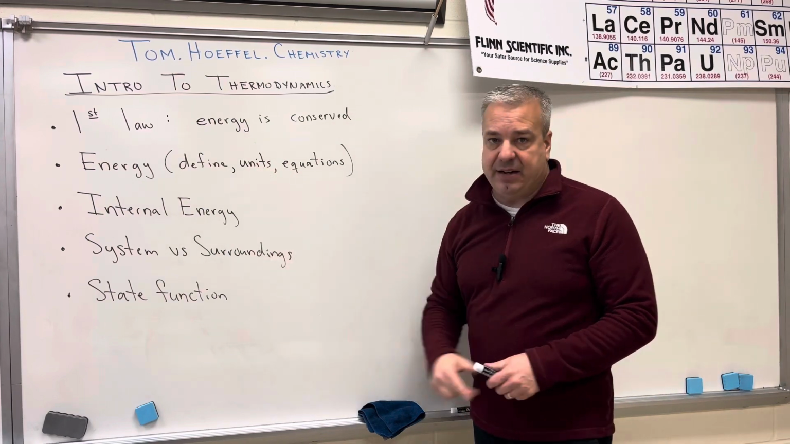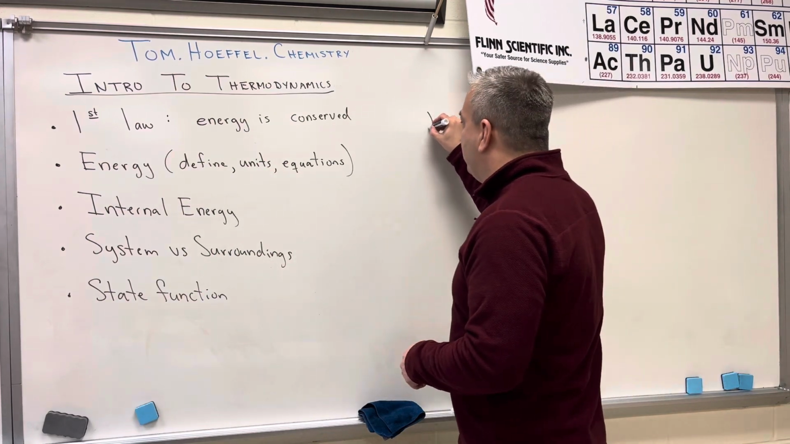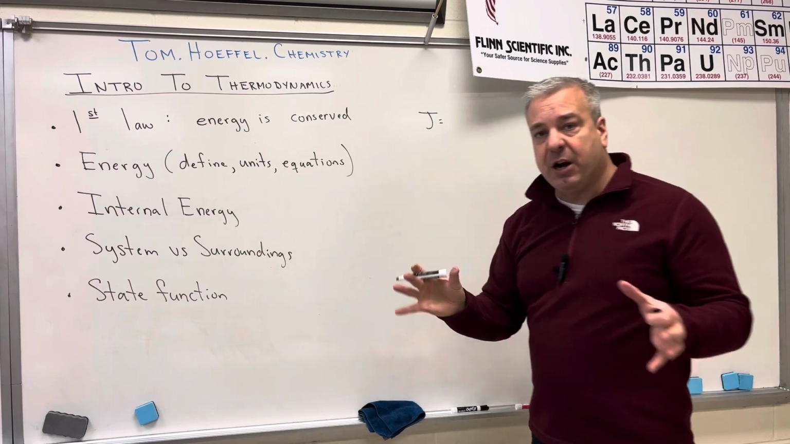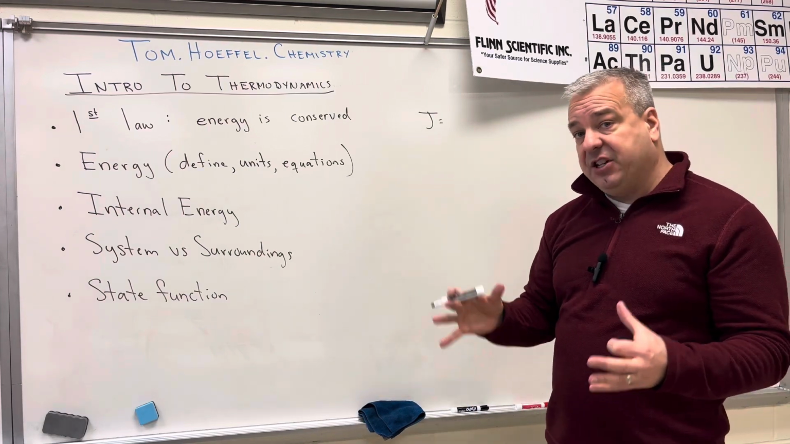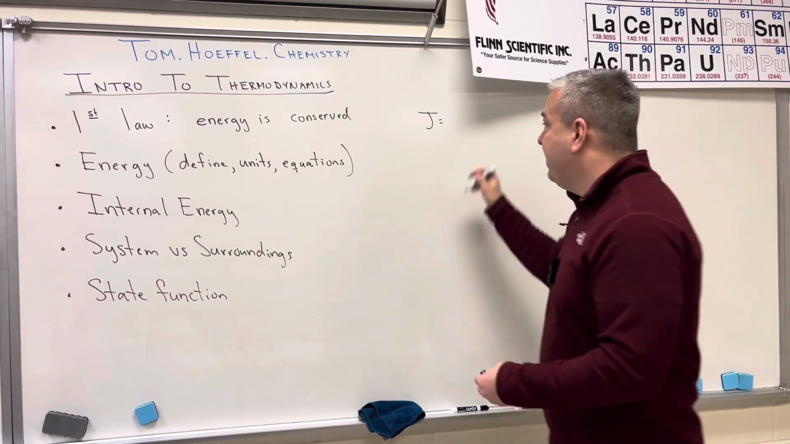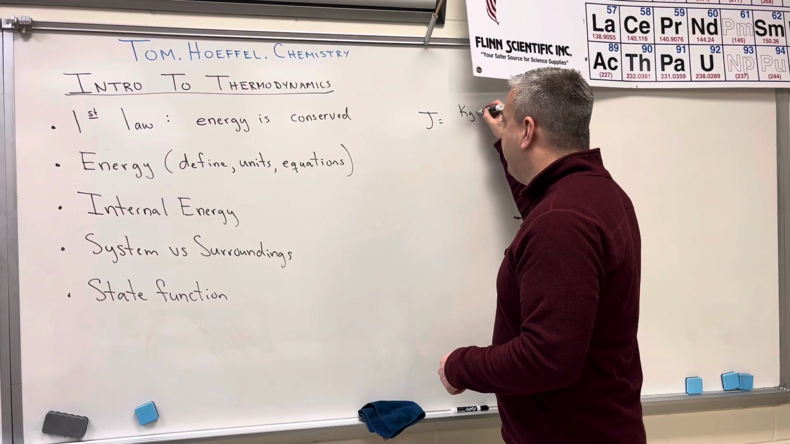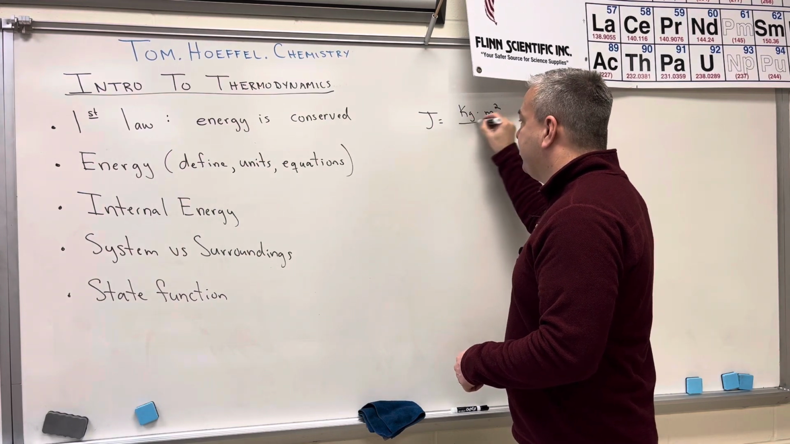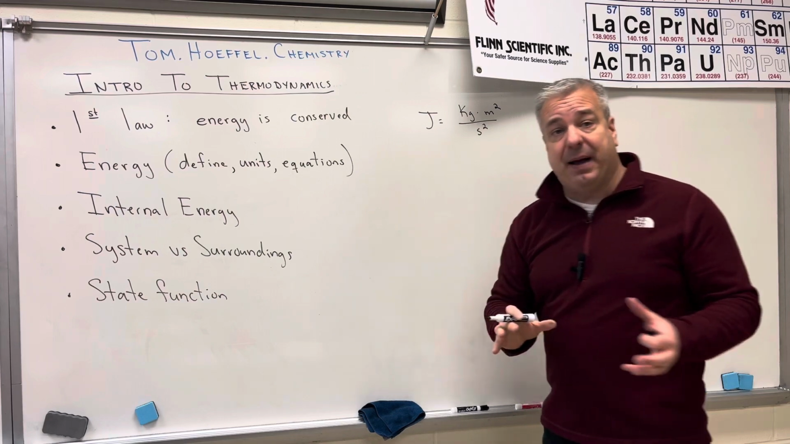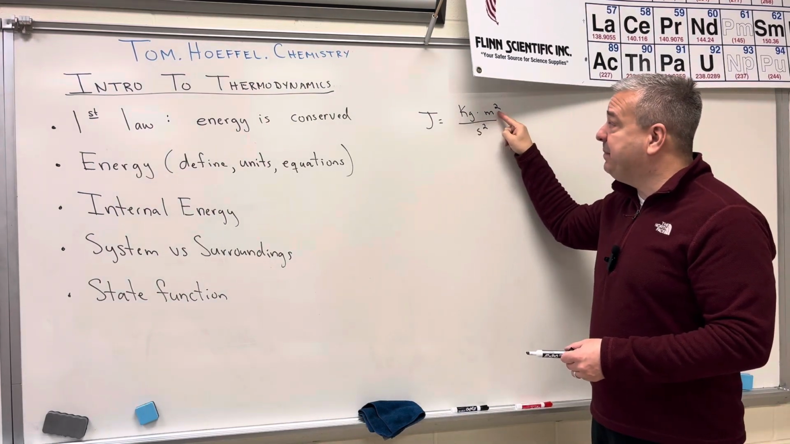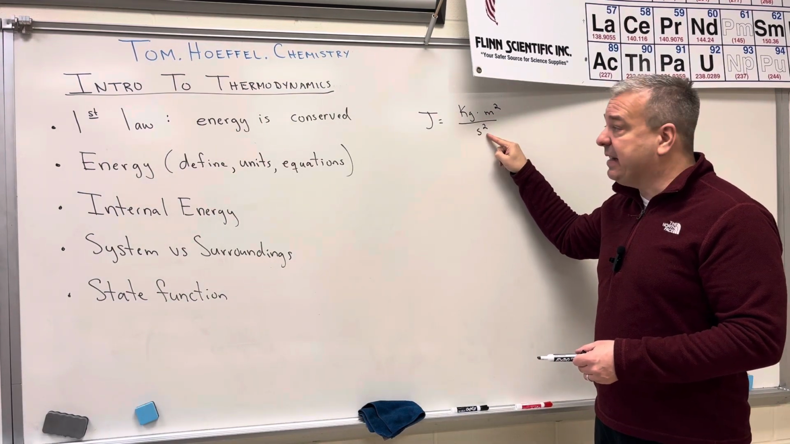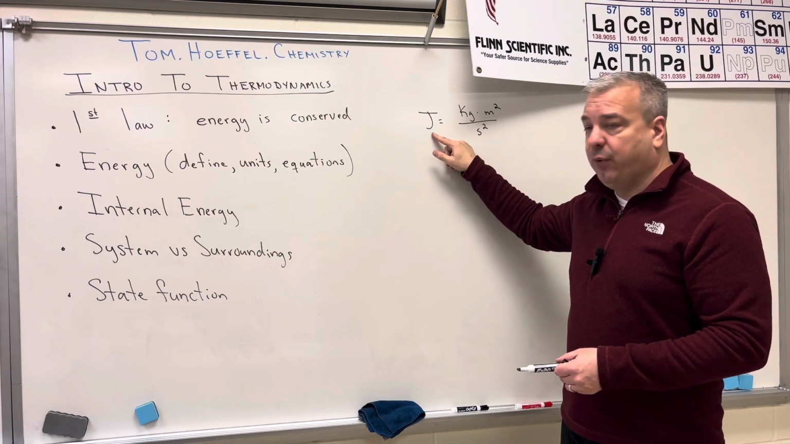Now the unit for energy is going to be the joule. The joule actually consists of other units. It consists of kilograms and meters, divided by seconds. So kilograms times meters squared divided by seconds squared is actually the unit for the joule.